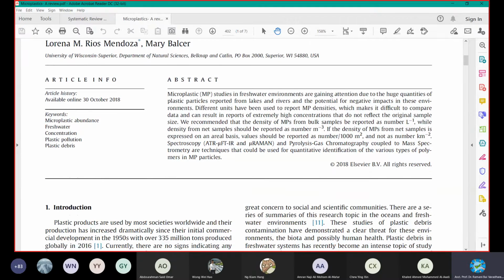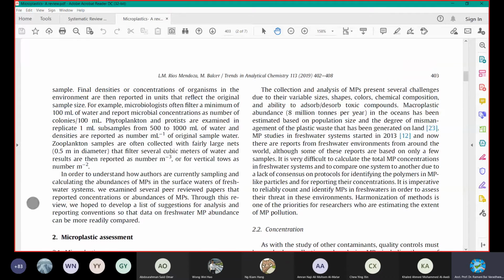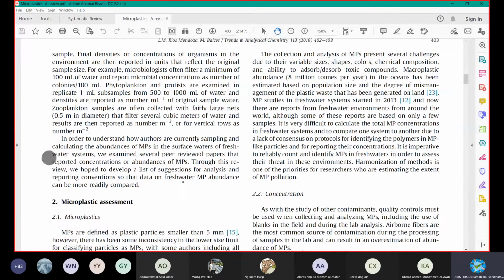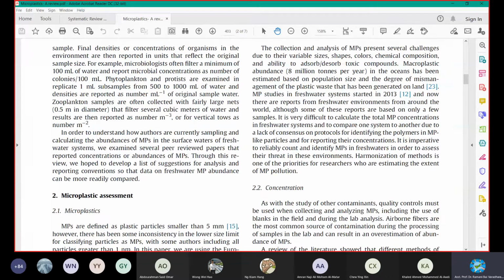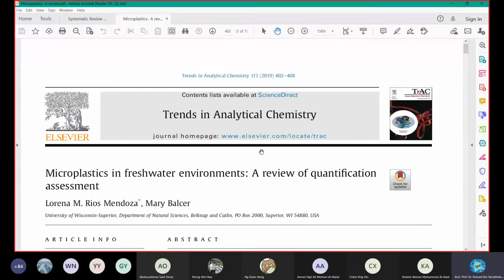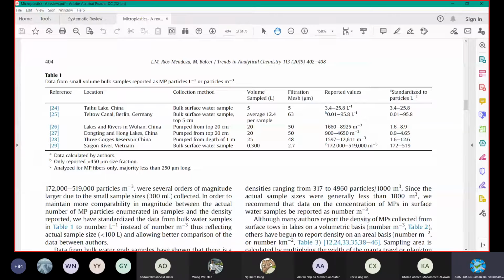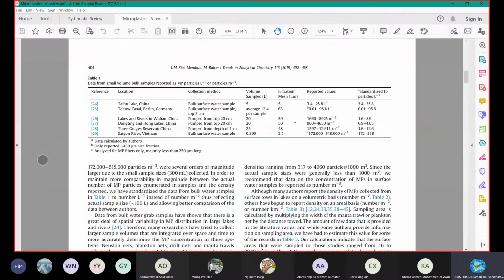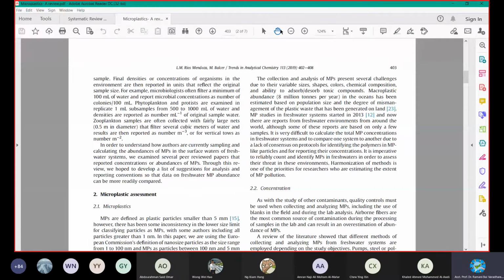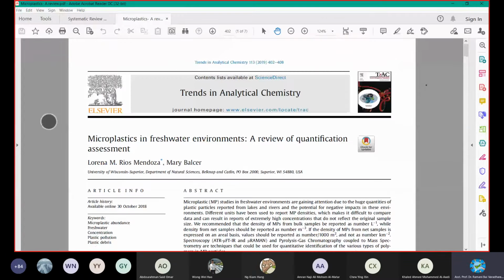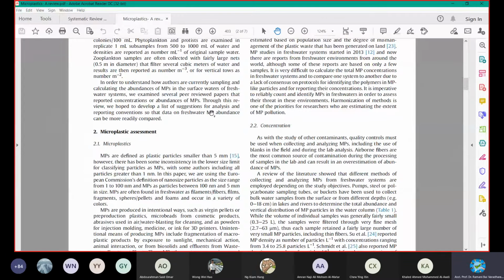See here, they have chosen the keywords, and then the introduction part will have the background, why you have chosen this topic, and some of the literature also you can do. Here is trends in analytical chemistry. What they have done. Okay, in this case, it is all about the microplastic assessment.